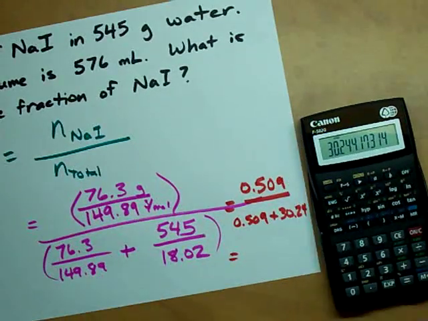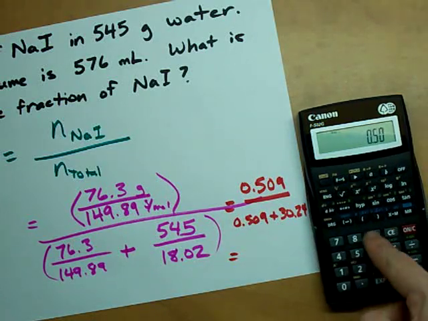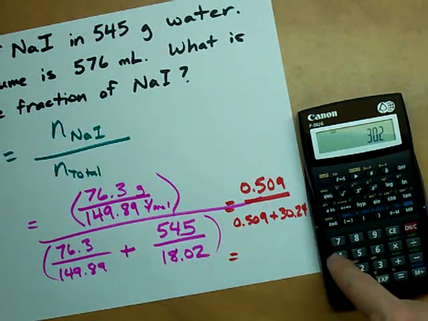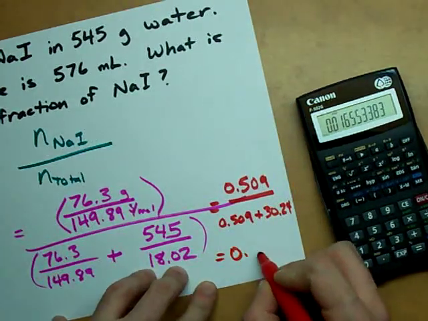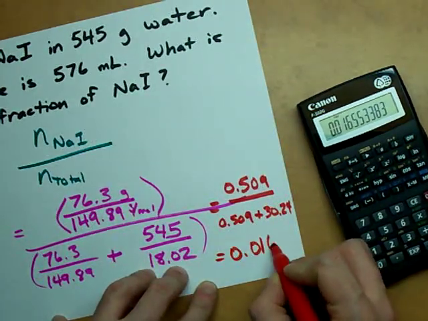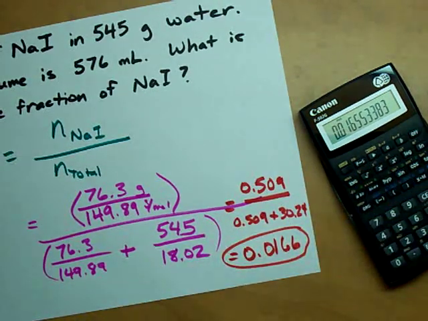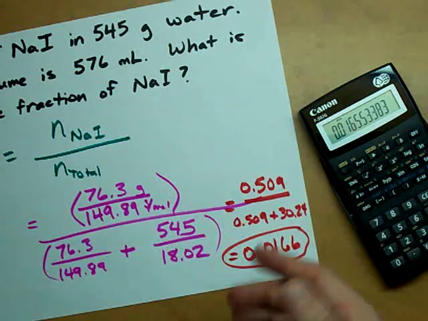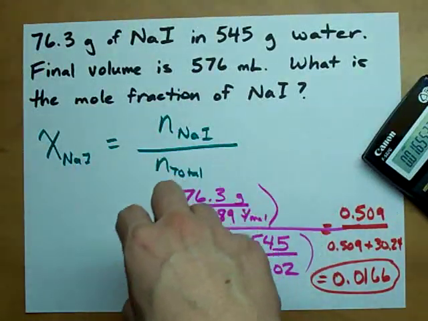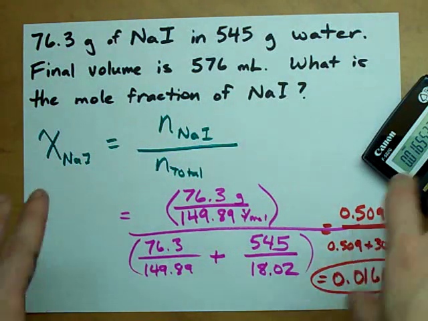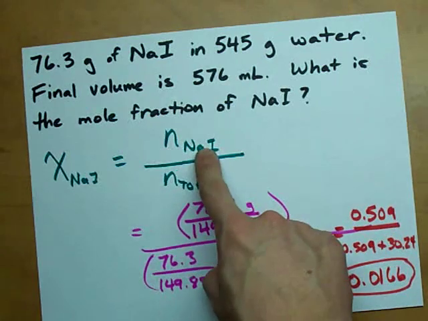Now we need to figure out what this number is. 0.509 divided by 0.509 plus 30.24. I get the mole fraction to be 0.0166. Or I suppose you could say it's 1.7% of all the particles inside this mixture. Now, they asked for the mole fraction of NaI, so you needed the number of moles of NaI.